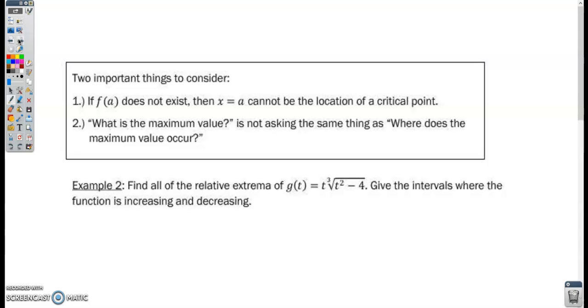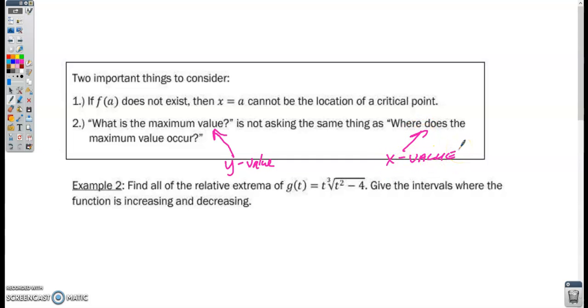And second thing, there's a difference between asking the question, what is the maximum value, and where does the maximum value occur? Where does the maximum value occur? We're talking about an x value. What is the maximum value? We're talking about the y value. What is the maximum value? That's our y value, or our f of x, or whatever our function is, versus this being an x value.